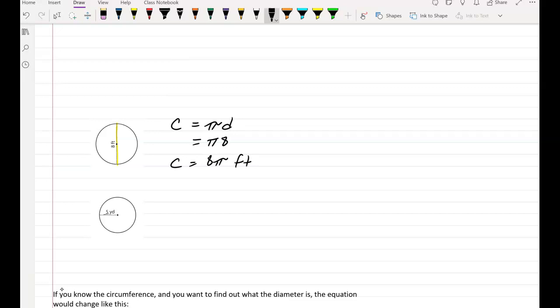Always label your answers. But if we use 3.14, then the circumference would be about 8 times 3.14, which is about 25.12 feet. So this would be the exact measure, this would be the approximate measure, and this is what you would be using if you were trying to build something with circles. Okay?